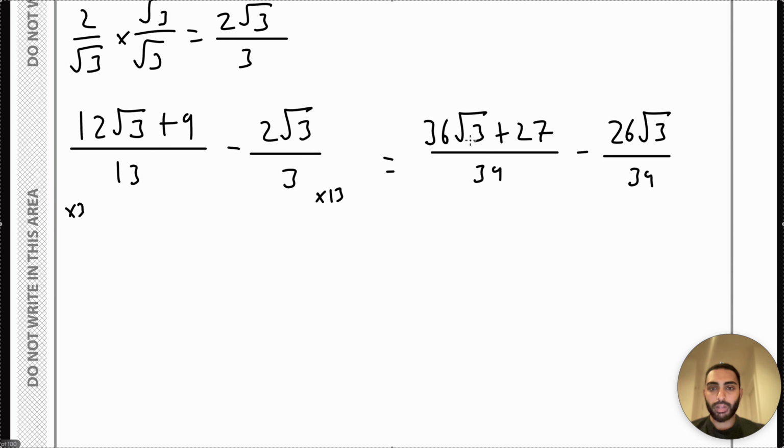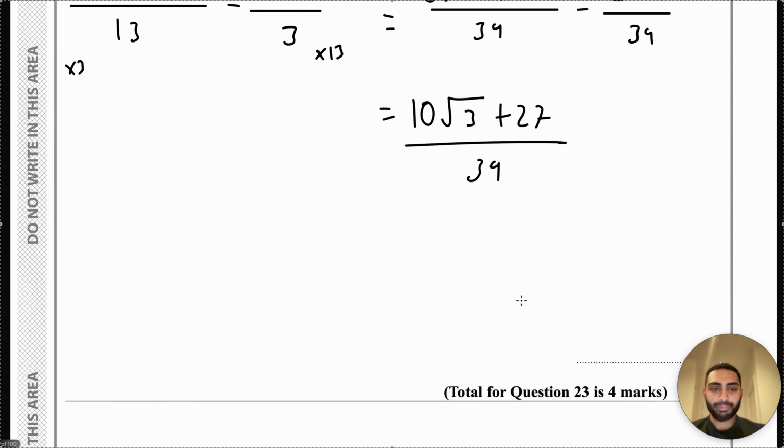Now, the only things that we have to collect is this 36 root 3 and this minus 26 root 3. So 36 take away 26 is 10. So I've got 10 root 3 plus 27 over 39.